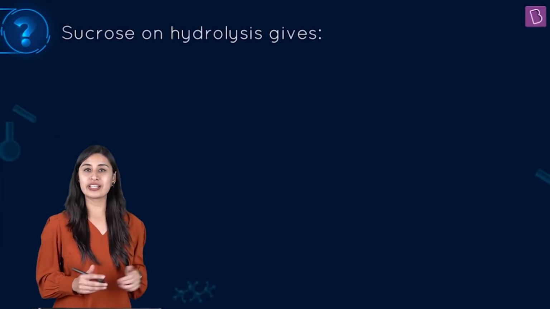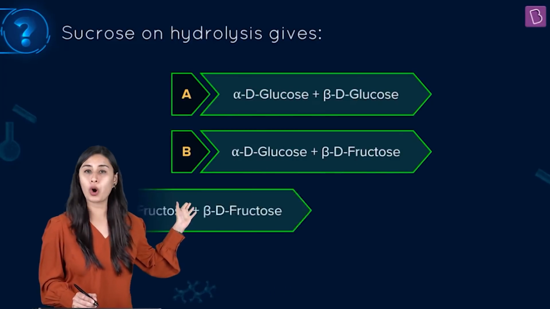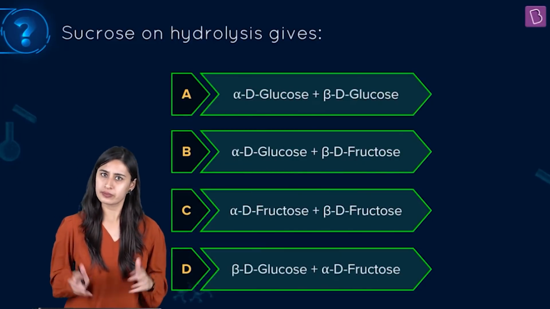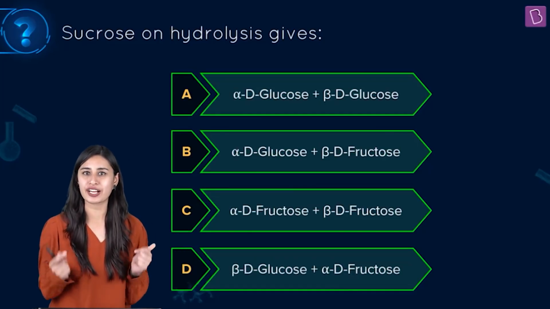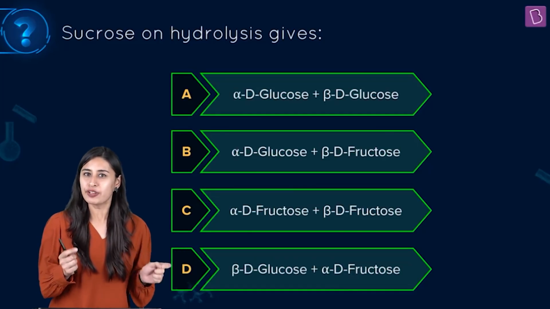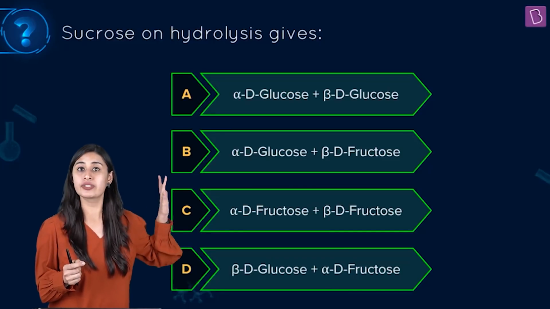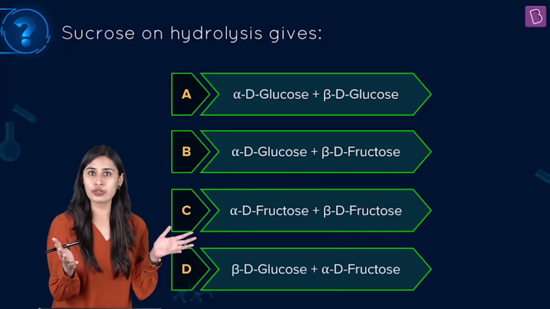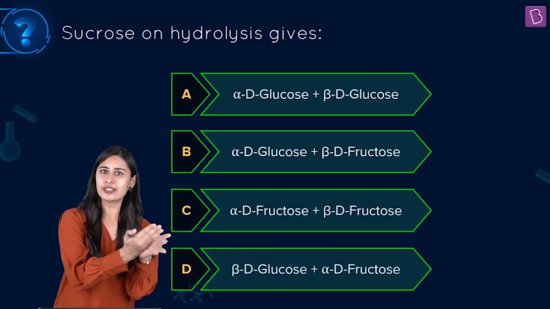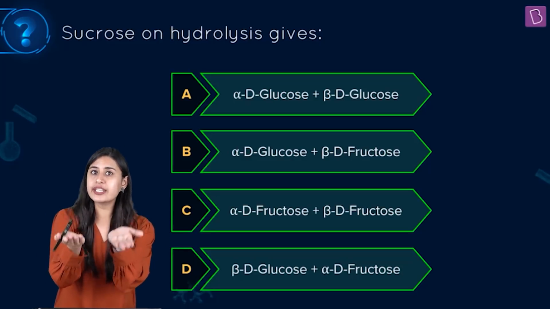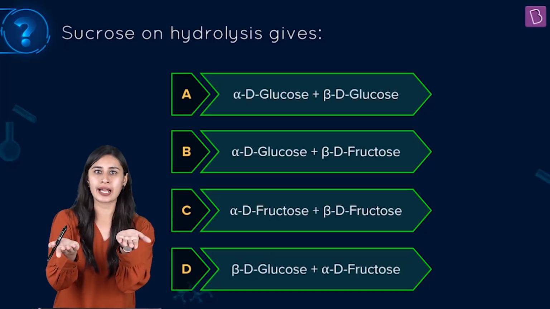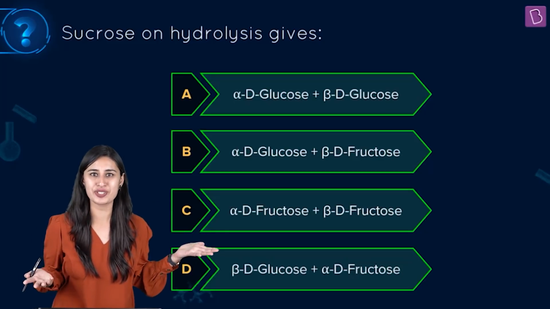Sucrose on hydrolysis gives, and you have 4 options right here. A simple question. If you know it, you can do the answer in fractions of seconds. If you look at the options, of course, what is talked about is sucrose, which is a disaccharide. And once you do the hydrolysis, you get monosaccharides. And you should know the details about that monosaccharide. That's what is asked in the question.